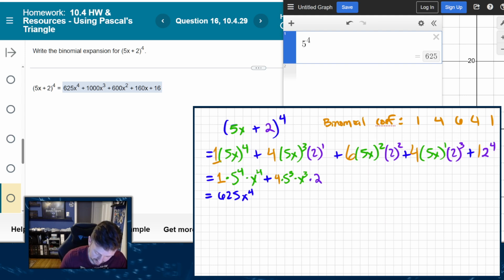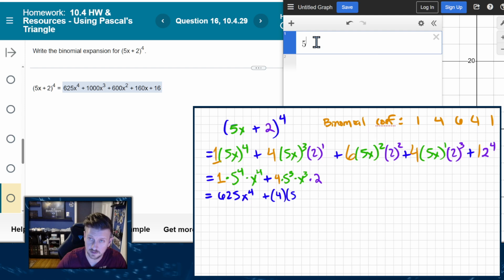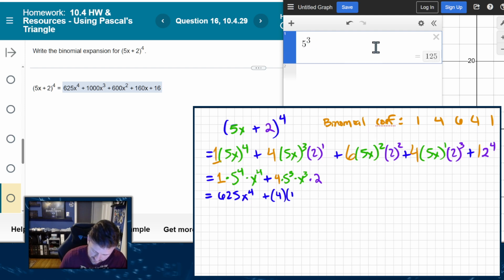I'm going to go ahead and take an extra line, and let's simplify this. Let's kind of reorder this together so it's clear that I have a 4 times 5 cubed. Let's go ahead and find what 5 cubed is. 5 cubed should be 125. So 5 cubed is 125. So I'm just rewriting this as 125 and then moving the 2 up front.